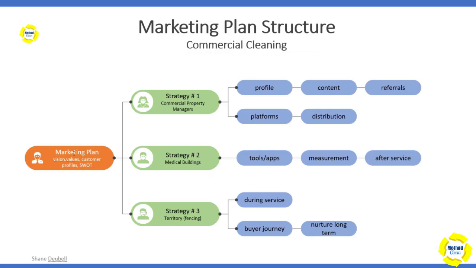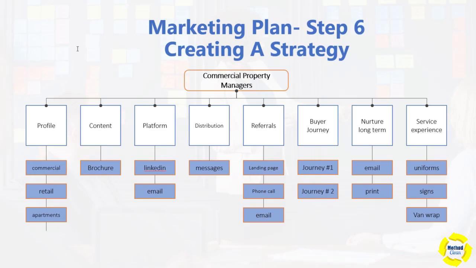the original marketing plan, the first step was for us to fill out our vision, our values, our customer profiles, and this was the starting point. Now we're going to create a strategy, and that's where all of this goes, under the strategy. This is how all of this ties in. So I'm going to flip back to the diagram of actually creating a strategy.